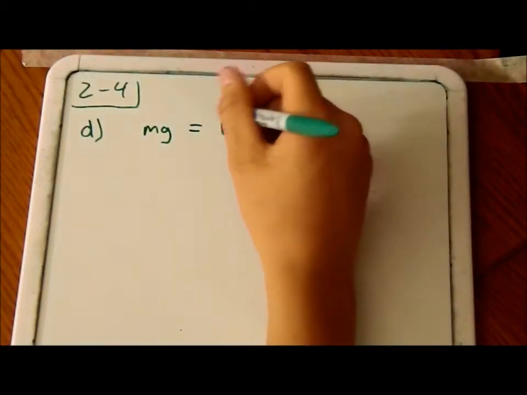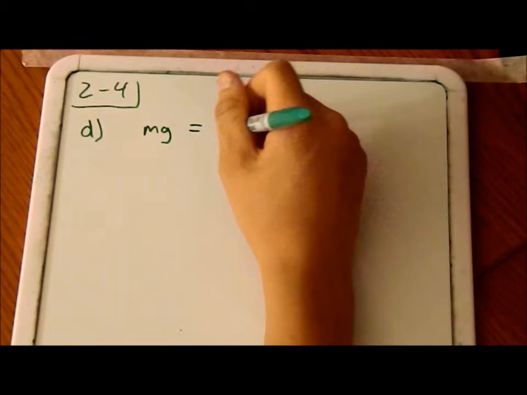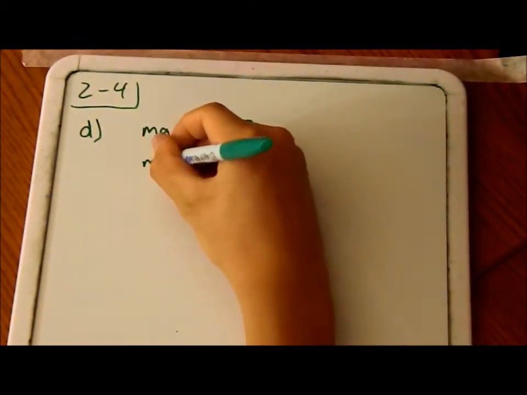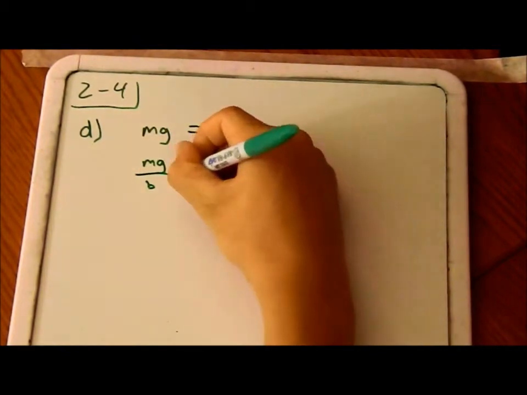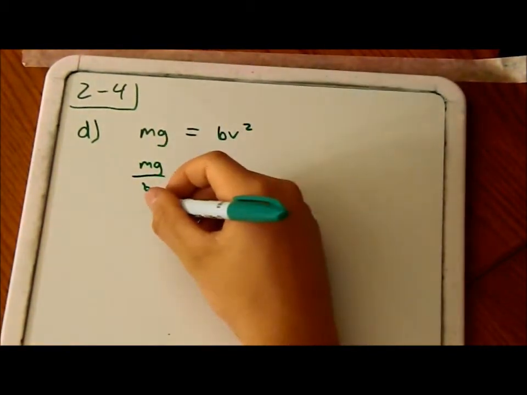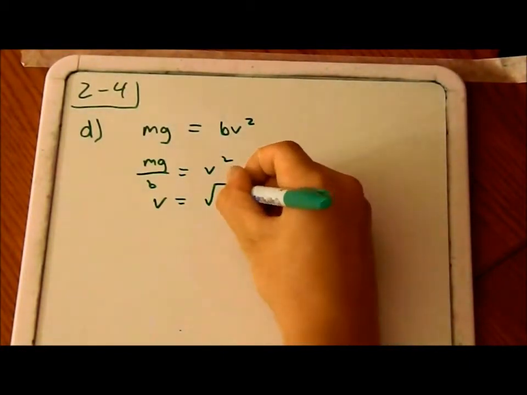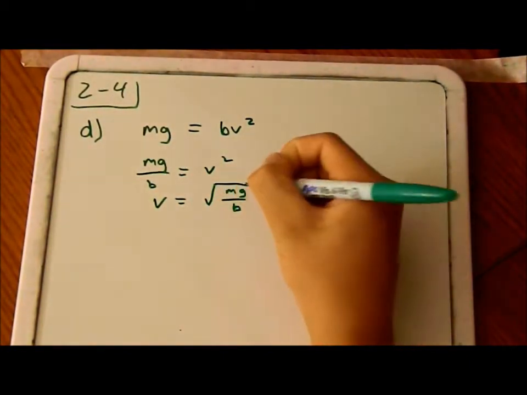So we know b is a constant, so now we can just solve for v with this equation. So we get mg over b equals v squared, and then we just get v equals square root of mg over b as our answer.